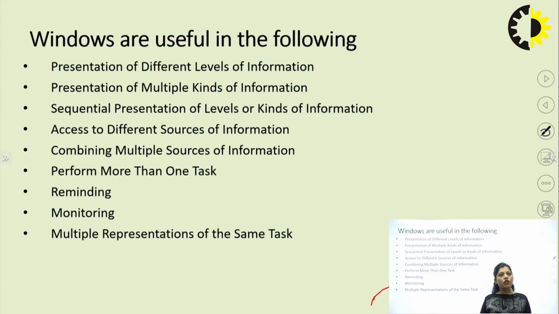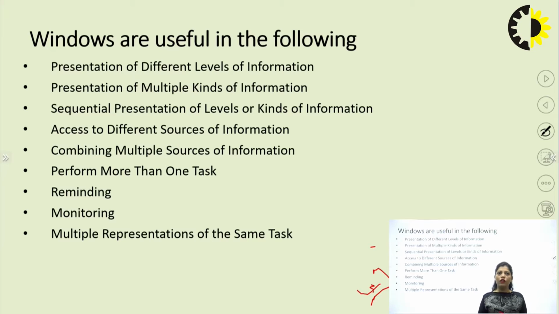Next is presentation of multiple kinds of information. For multiple kinds of information, you have to share multiple information, like multiple windows. For this you have to use multiple windows. For sharing multiple kinds of information, you can use overlapping windows or cascading windows, because in an overlapping window you can open more than one window, and similarly in a cascading window you can also open more than one window.